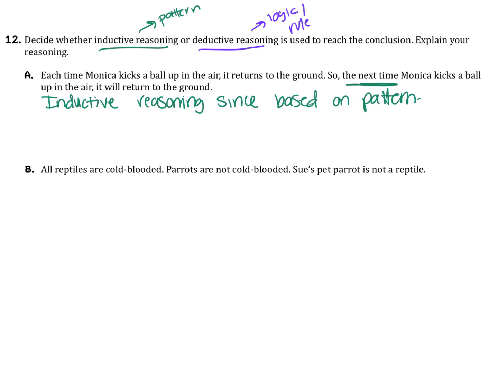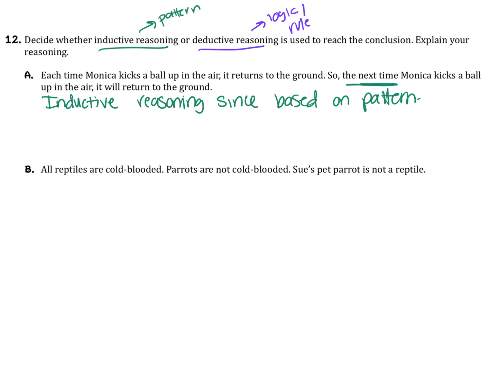If this same problem said every time Monica kicks the ball into the air, it returns because of gravity, so when she kicks it, it will return because of gravity, then we're applying logic and the law of gravity, which would mean it could be deductive reasoning. But in this particular case, the way this problem is written, we are identifying a pattern and using that to draw conclusions, so that is inductive reasoning.